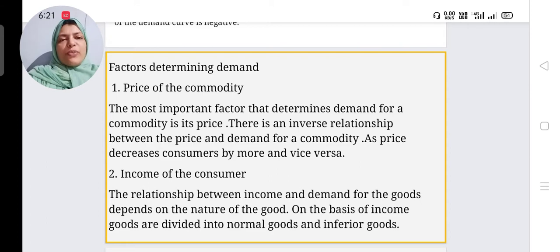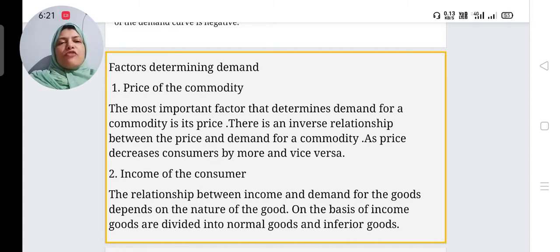Next topic is factors determining demand. First factor is price of the commodity. The most important factor that determines demand for a commodity is its price.